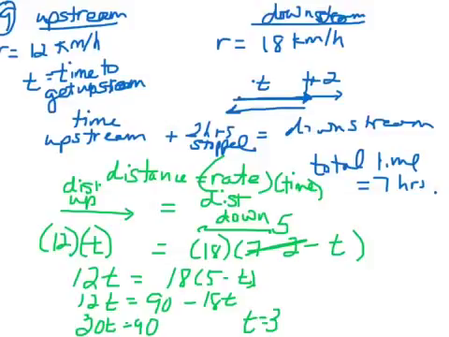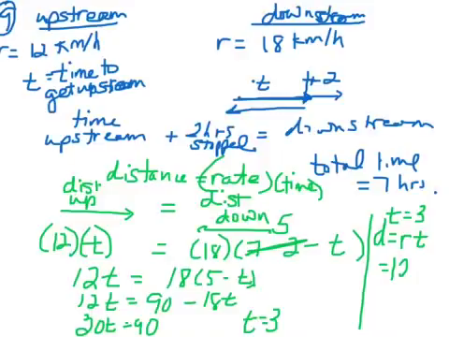So we now know something. We know how far it was paddling. It was paddling for 3 hours upstream. So if I want to know how far it went, upstream we know that time is 3. And distance is rate times time. Well, what was the rate upstream? It was 12. What was the time that we found? It was 3. So it was 36 kilometers is how far it went upstream.